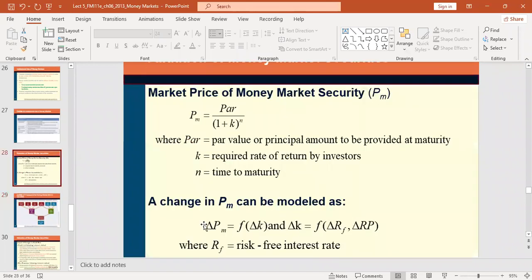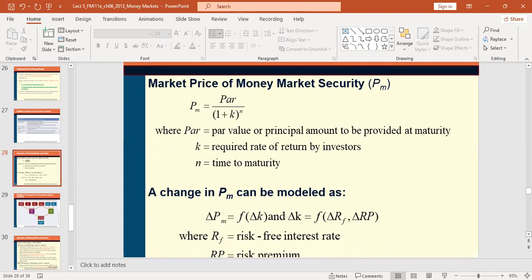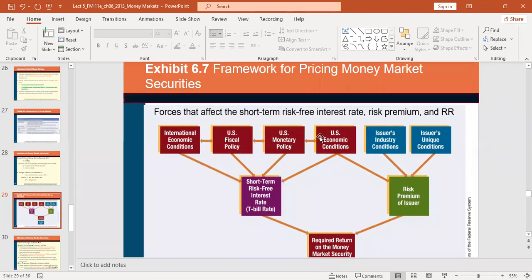You can see this simple equation here. We can write the statement form of it. All these factors affect the risk-free rate: the international economic condition, what is happening. For example, the pandemic. During the pandemic, the whole world was affected. So all of this will affect the short-term risk-free interest rate. The US fiscal policy also will affect the short-term risk-free interest rate, as well as the US monetary policy.